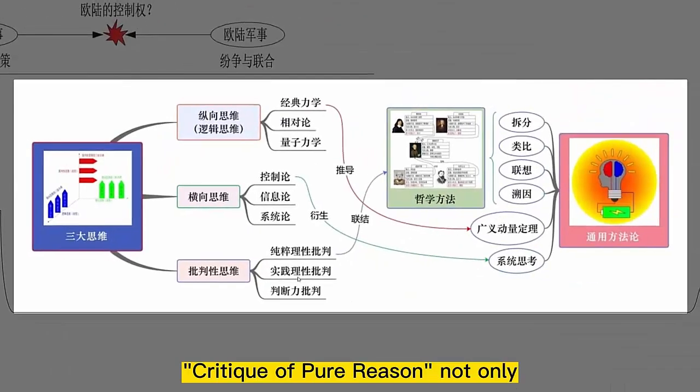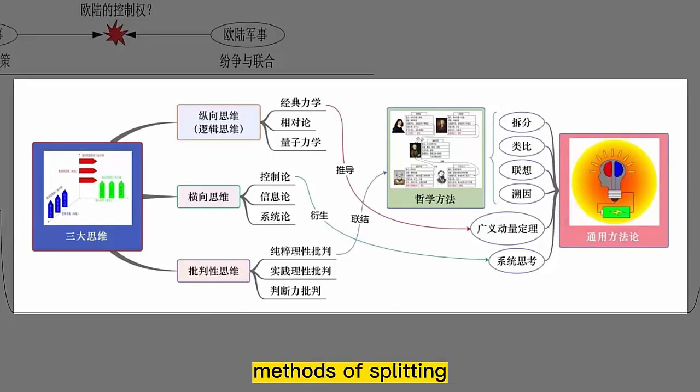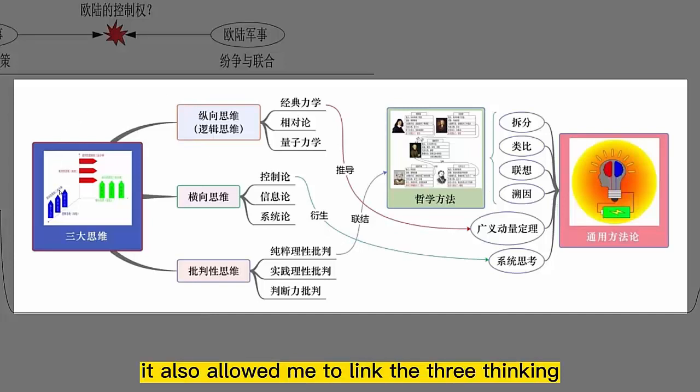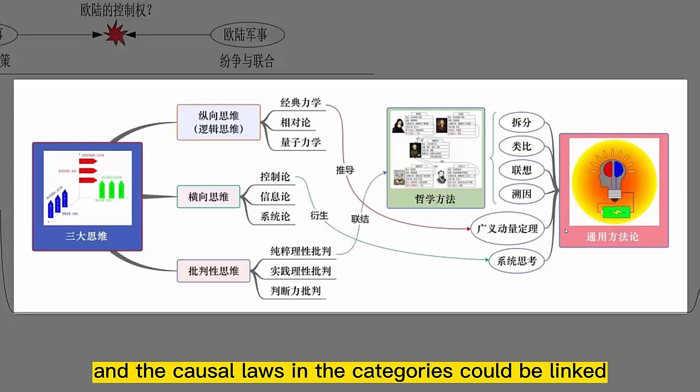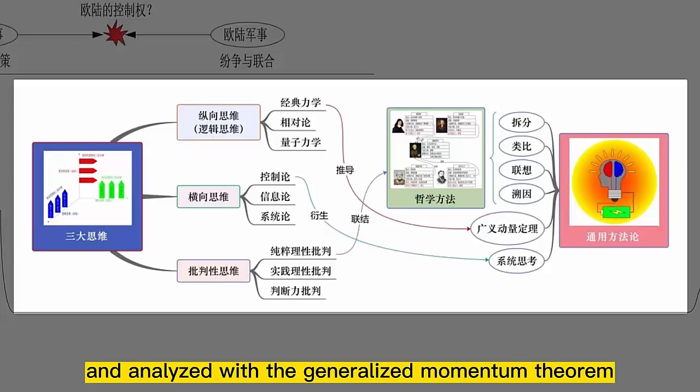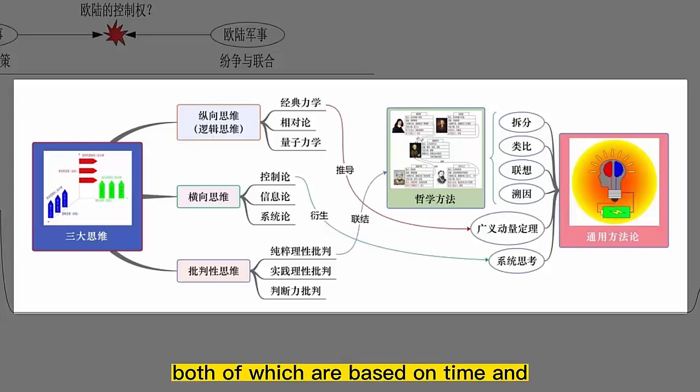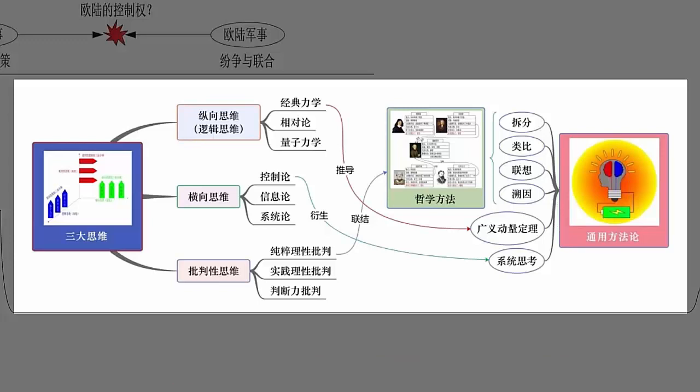Critique of Pure Reason not only allowed me to perfect critical thinking among the three thinking directions, it also connects the four philosophical methods of splitting, analogy, association and abduction. It also allowed me to link the three thinking directions more closely to the general methodology, and the causal laws in the categories could be linked and analyzed with the generalized momentum theorem, both of which are based on time and are about causal laws.